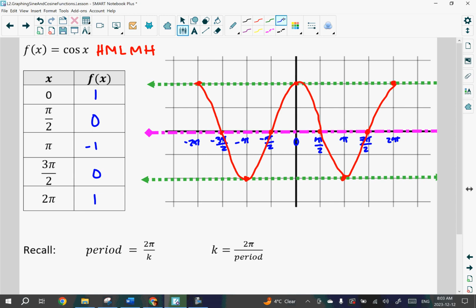So that's for 2 full cycles. This would represent 1 full cycle, 1 period. So 1 period here is 2 pi.